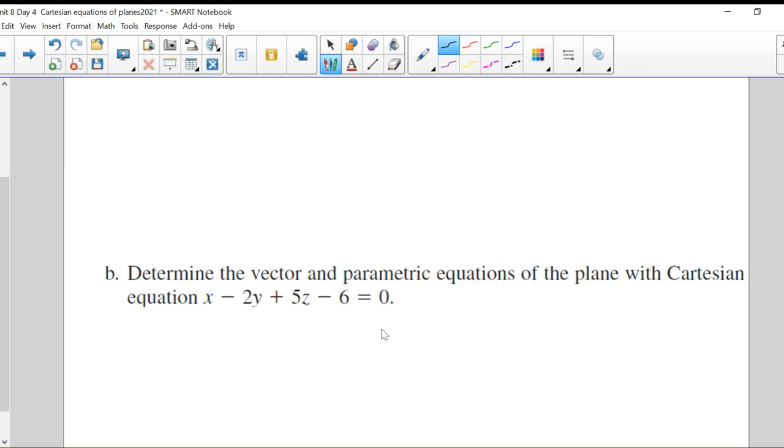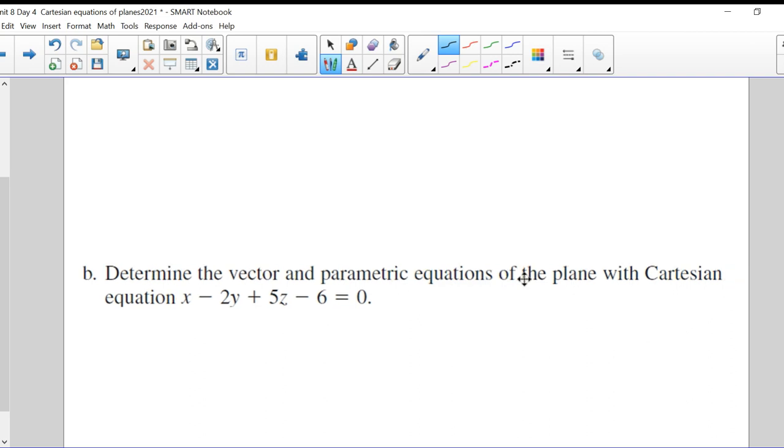We should have time, with about half an hour left. Determine the vector and parametric equations of the plane with a Cartesian equation of this. So we're trying to go backwards now. We're trying to come up with a vector. And when it says the vector and parametric equations, I wouldn't say that there's the vector. There is more than one vector equation, and there's more than one parametric equation that we can come up with. We're going to come up with one.